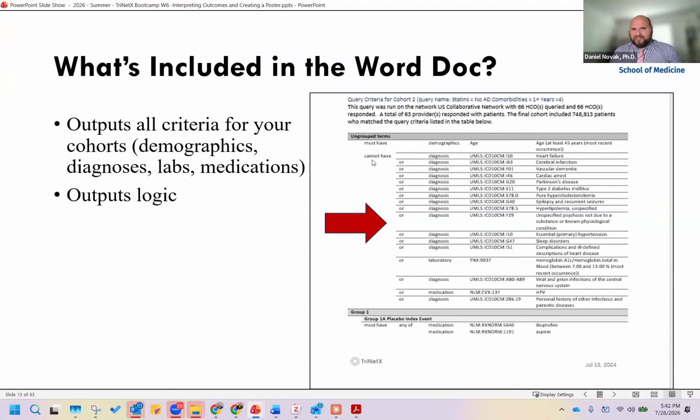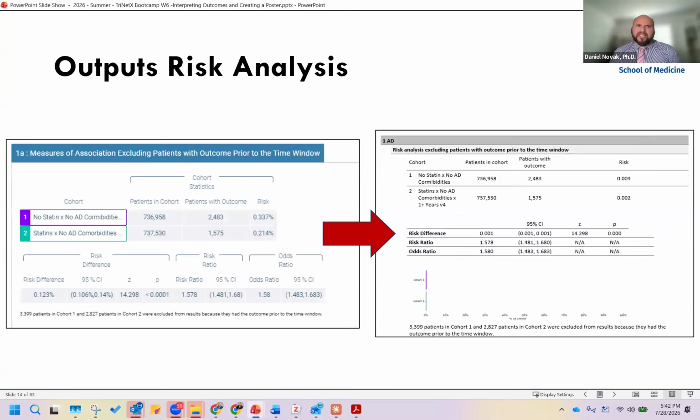So you can see you must have the demographics and age at least 45 years old in the most recent occurrence, and cannot have heart failure or cerebral infarction. And it keeps all of the ICD-10 codes nice and orderly for you as well.